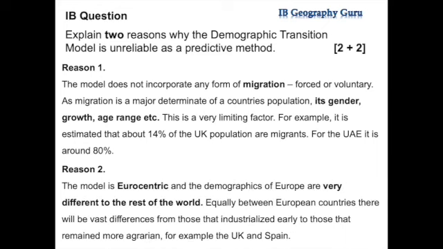Right, reason 2. The model is Eurocentric, and the demographics of Europe are very different to the rest of the world. Equally, between European countries, there will be vast differences from those that industrialized early to those that remain more agrarian, for example, between the UK and Spain. So it's a Eurocentric model, it can't be applied worldwide. And even within Europe, it won't apply because some countries, again, Germany or France, will have industrialized much more quickly than perhaps Spain or Portugal, Italy, and so on. So again, it can't be predictive.